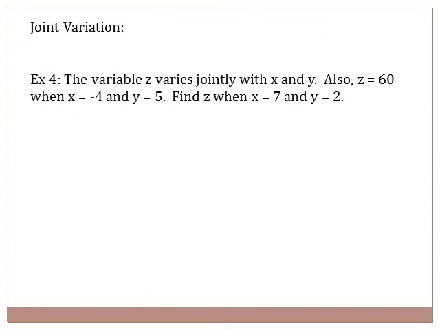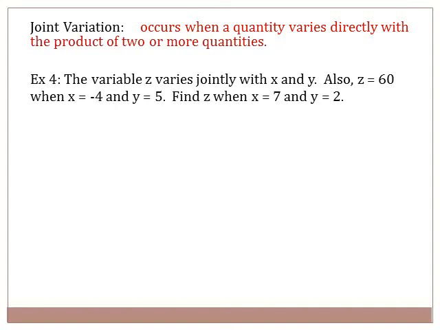Joint variation. Joint means more than one, and this in particular is more than one direct variation. This occurs when a quantity varies directly with the product of two or more quantities. An example of this is the volume of a cube. If you're drawing a small cube and you want to make it bigger to scale, if length increases, so do the other two dimensions.